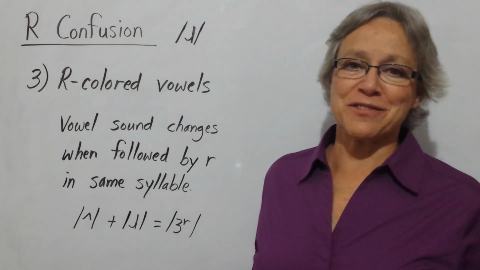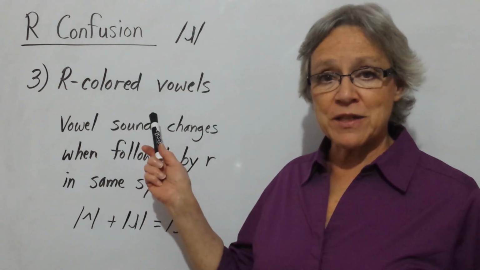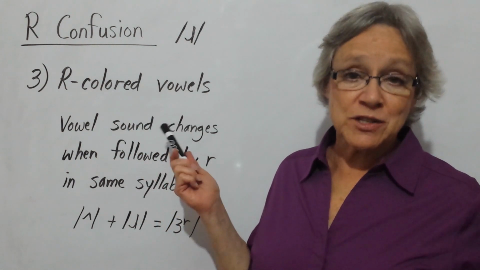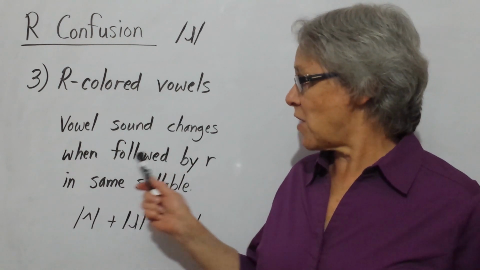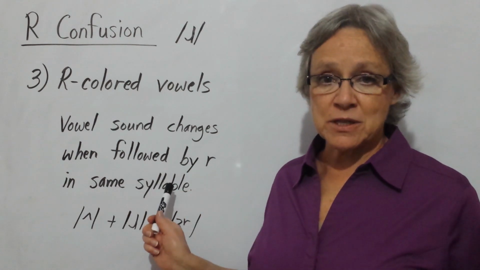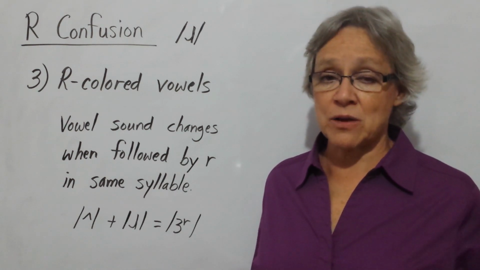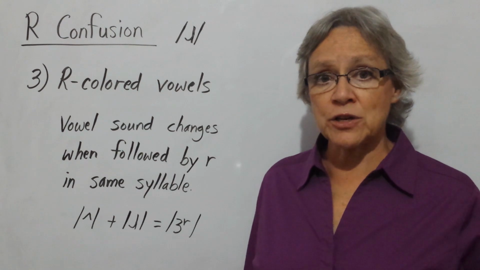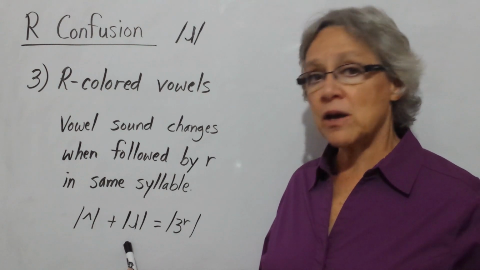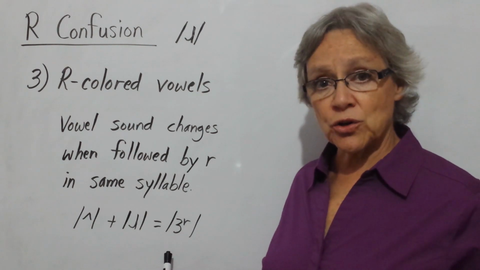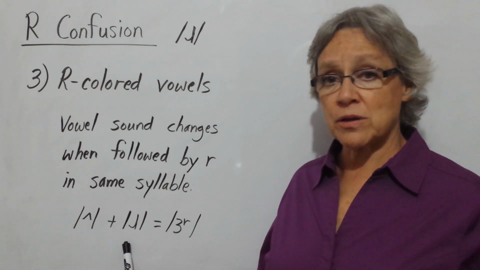Number 3 in my list of confusing things is the term R-colored vowels. Many people are confused by this term. Basically what this term means is that a vowel sound often changes when it is followed by R in the same syllable. When this happens, it's often not clear exactly what vowel sound is being made. I gave an example of this earlier in number 1 when I said that the vowel sound when followed by R becomes... Okay, so this vowel sound changed because it was followed by R, or the letter R.